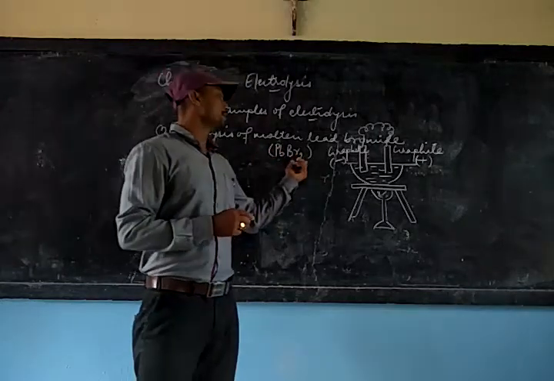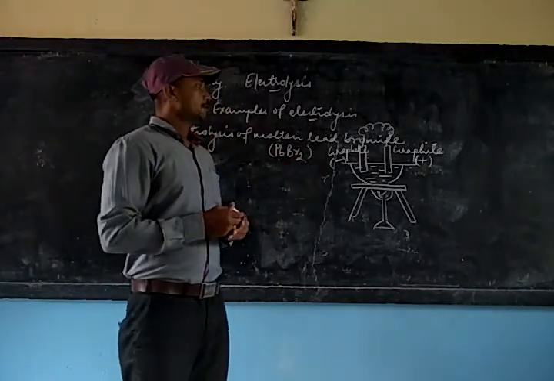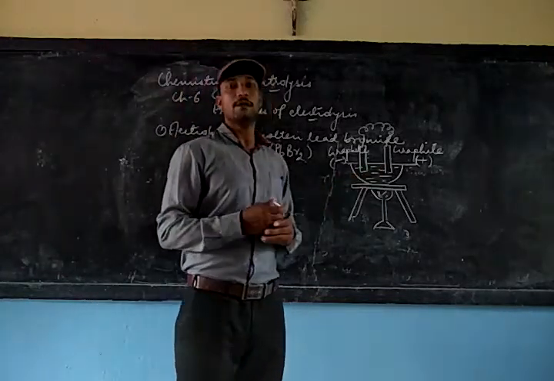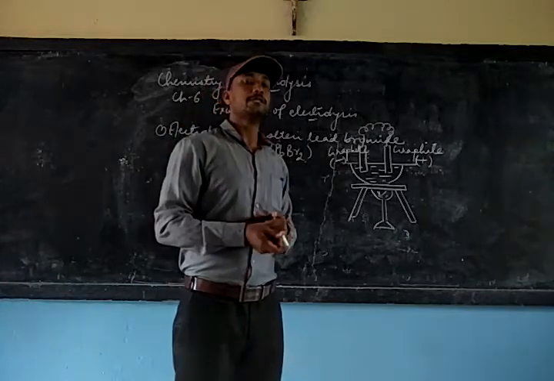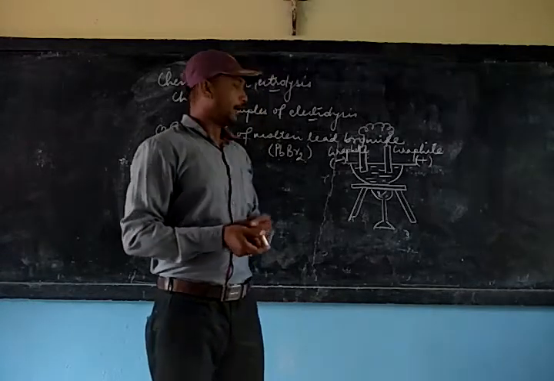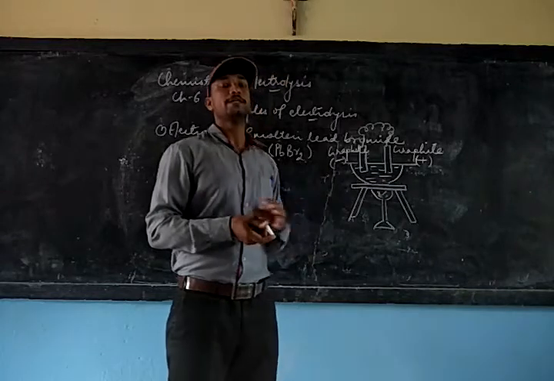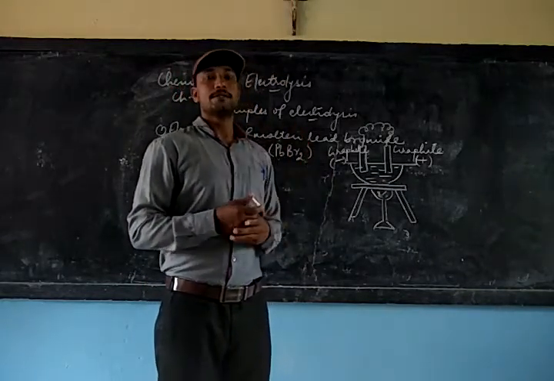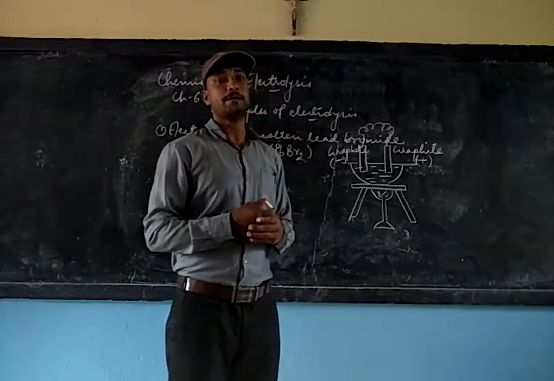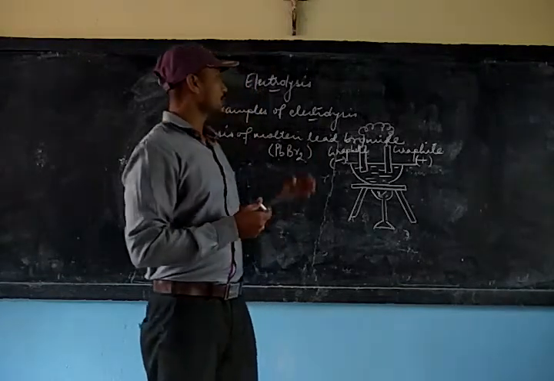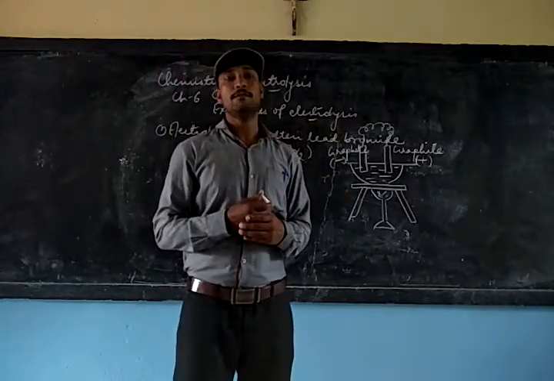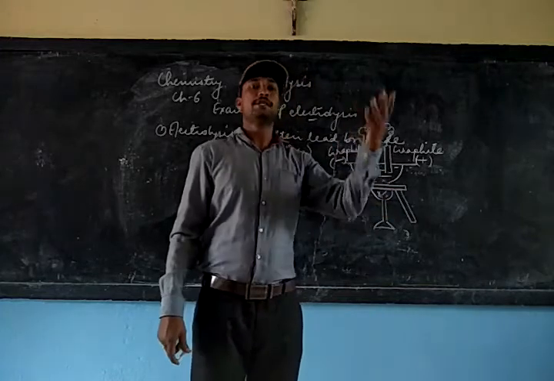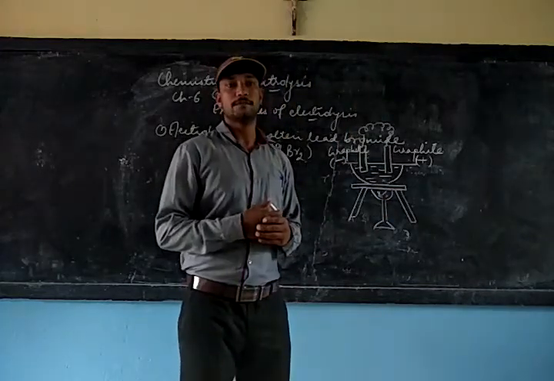Lead bromide is PbBr2, and for this we have to take a crucible to carry out the electrolysis process. This container can withstand a very high temperature, because in order to keep lead bromide in a molten state we have to continuously heat it, which requires a temperature above 380 degrees Celsius.